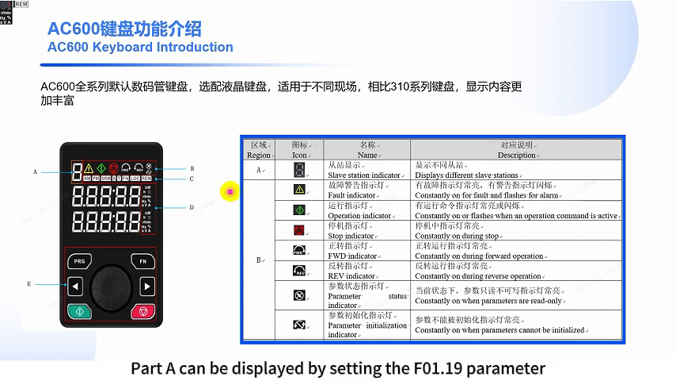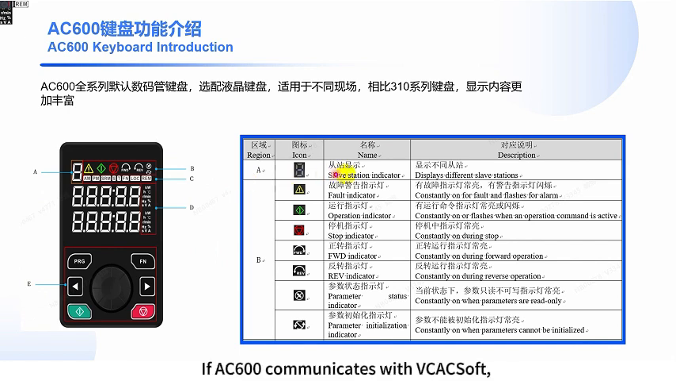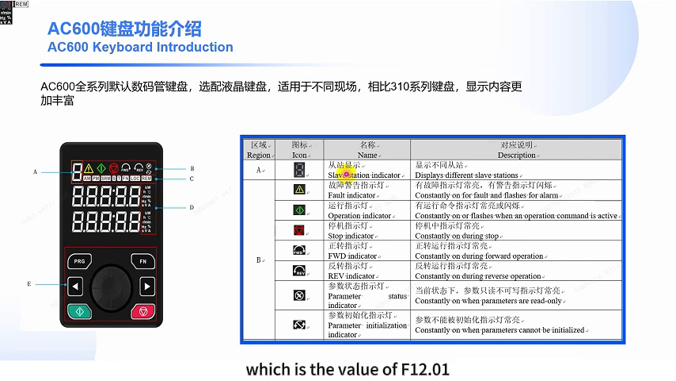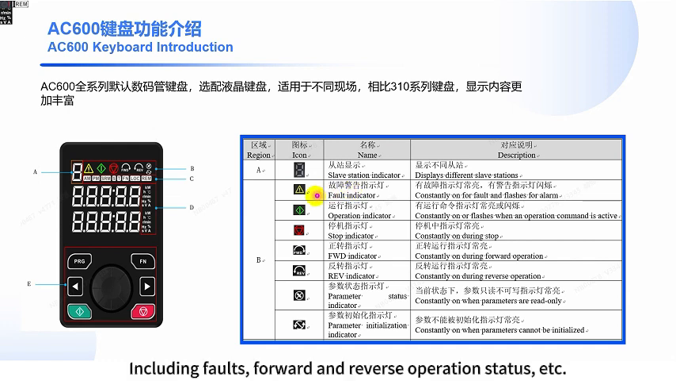Part A can be displayed by setting the F01.19 parameter. If AC600 communicates with VEICHI soft, set F01.19 to 2 and display the Modbus communication address, which is the value of F12.01. Part B operating status display, including faults, forward and reverse operation status, etc.